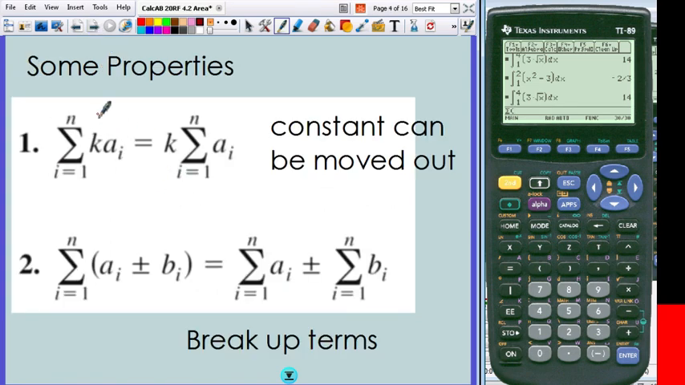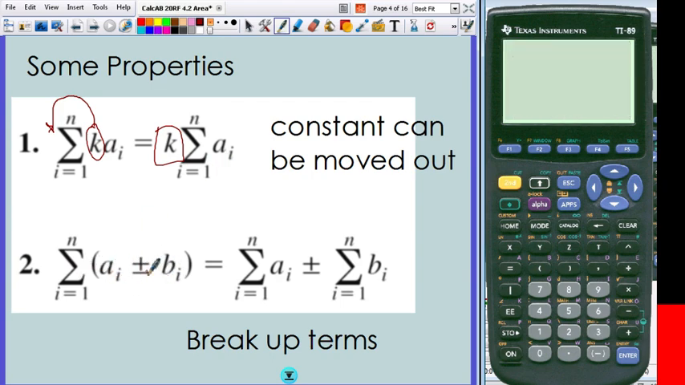Some other properties of sigma notation. If you have a constant k, just like in everything else we've done, you can take it to the outside, so it'll be k times the summation of a sub i. Also, if you have two separate terms being added or subtracted, we can just break up those summations into a sub i plus b sub i, just like we could before with integrals and derivatives.